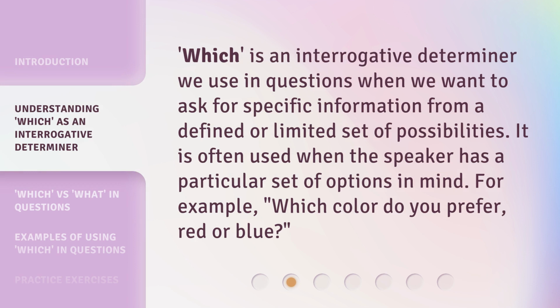"Which" is an interrogative determiner we use in questions when we want to ask for specific information from a defined or limited set of possibilities. It is often used when the speaker has a particular set of options in mind. For example, "Which color do you prefer, red or blue?"